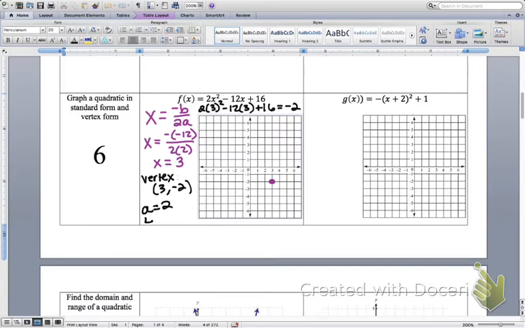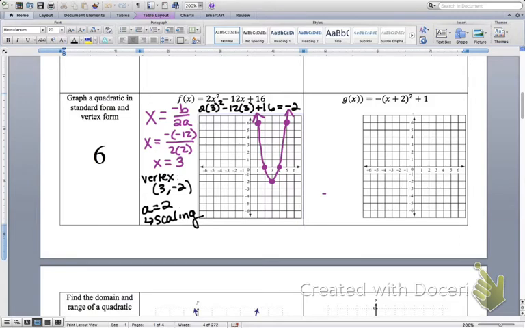The next thing we look at is our a value. The a value is our scaling, so this means there's a scaling of 2. So when we plot points, we're going to go over 1 up 2 and over 2 up 8. Remember, we're multiplying that vertical distance from the parent function by 2. Connect the parabola and we are done.